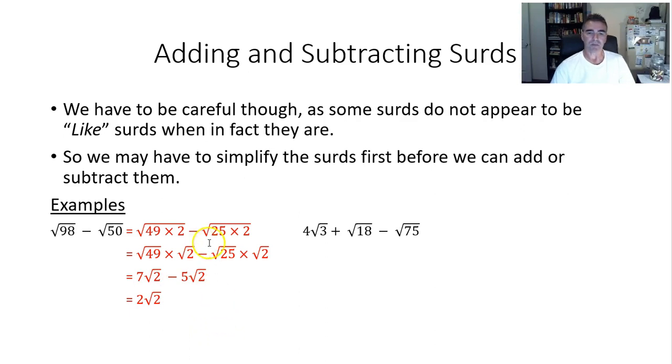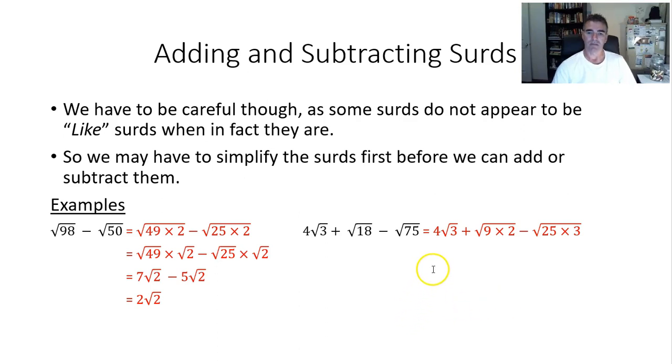So remember, we need to make sure we know our highest square factor of these to be able to simplify them. So let's try it with the next one. Our highest square factor of 4 root 3 is 1, and that's not going to change it. So it stays as it is. Square root of 18. Our highest square factor of 18 is 9, so 9 times 2. So let's change the square root of 18 to 9 times 2. And 75, well that's the same as 25 times 3, so let's make that into one product there.